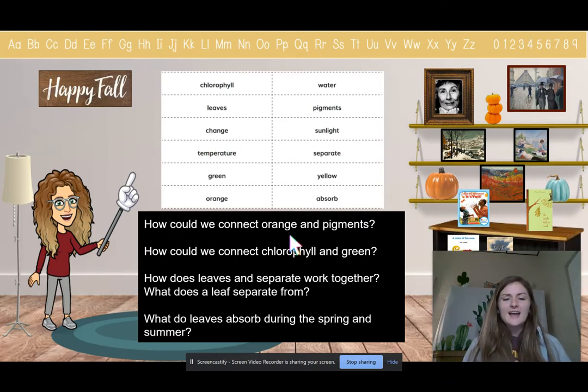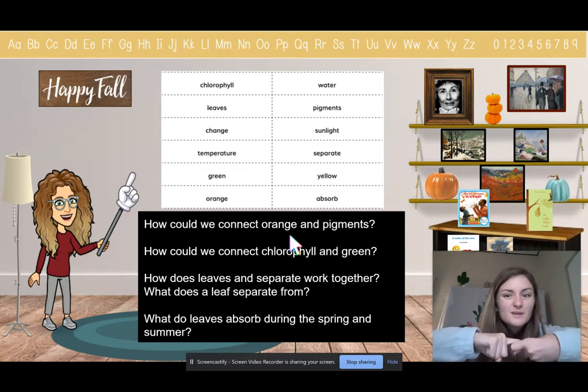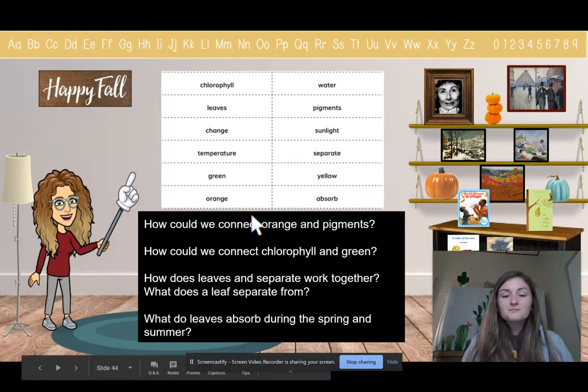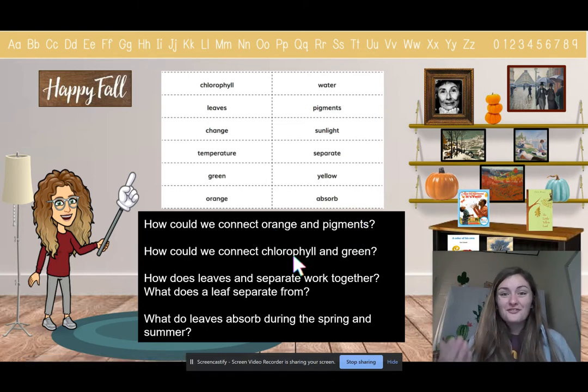So let's look at another example. How can we connect the color orange to pigments? How can we link those together? What is pigment another word for? It's another word for color. So orange and pigment can link up because we see the orange pigments in some leaves come out during fall.